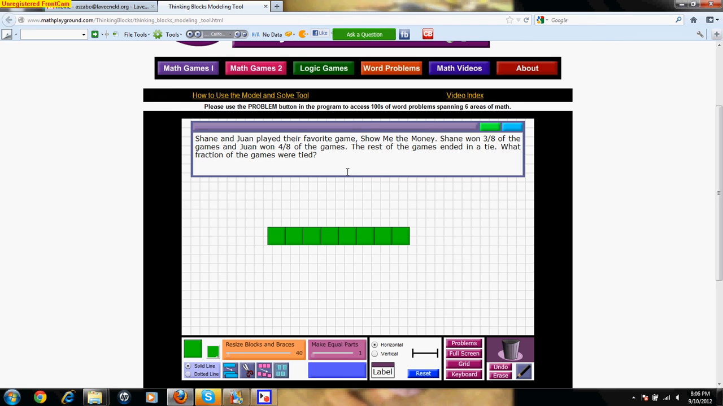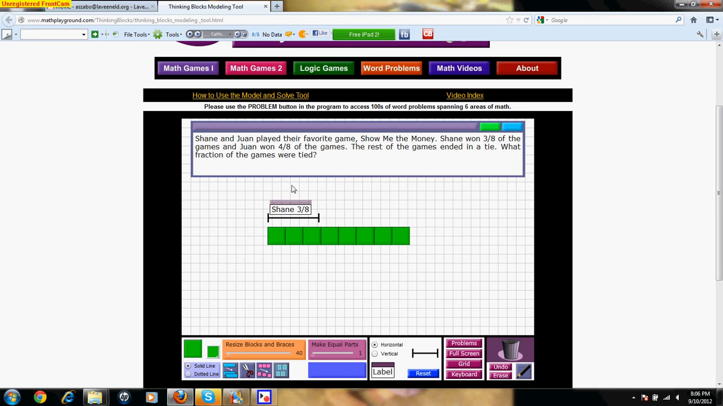Now I'm going to go back to my problem and extract the important information. Shane won 3/8 of the games. So I need to show how much of the game that Shane won. He won 3 out of 8. So there are 3 little squares out of 8. And I'm going to label it so I know that this is what Shane won. I'll just do Shane 3/8. Okay. Oops, move that over.